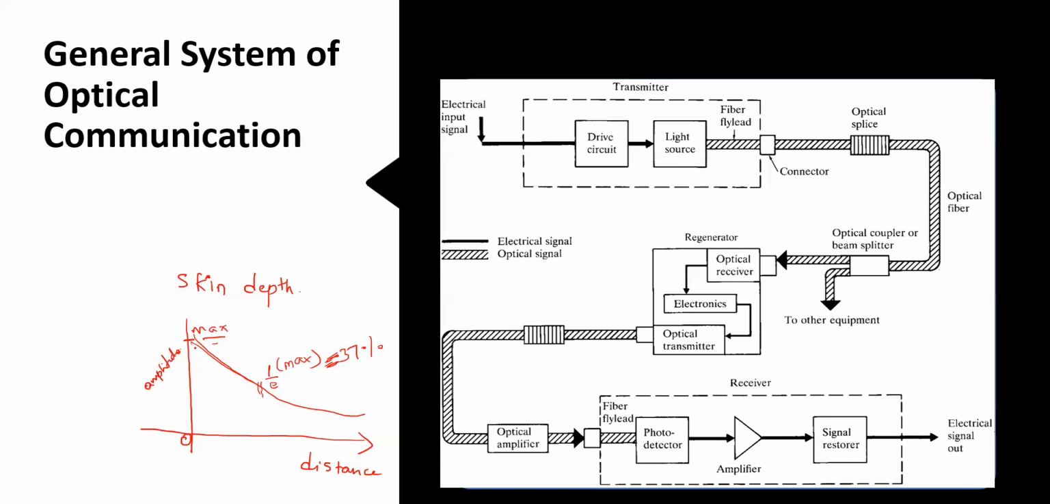So where the signal gets degraded to 37% of its maximum value, there exactly you are going to place the repeater. At this point the signal should be regenerated in order to recover the original information at the receiver. If we don't place a repeater at this particular distance, we cannot recover the original information. Is that clear?